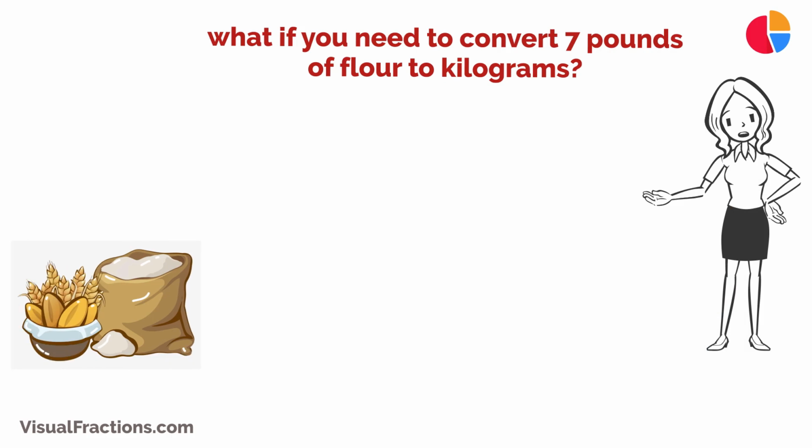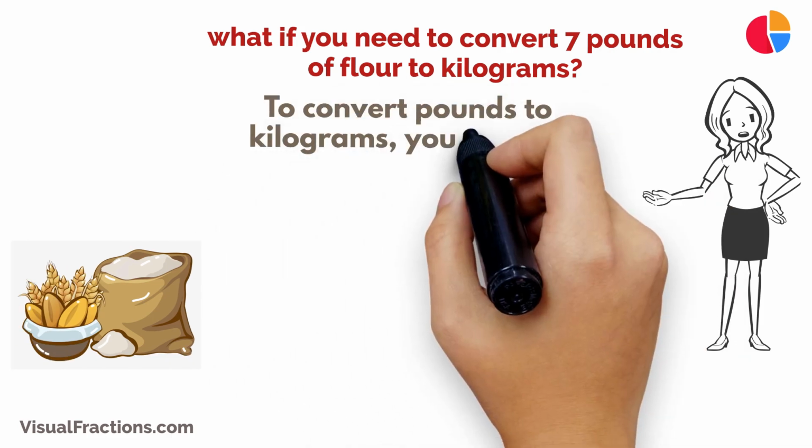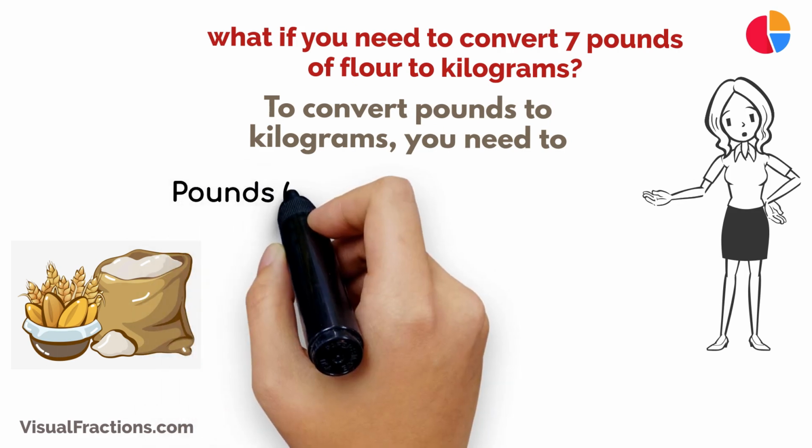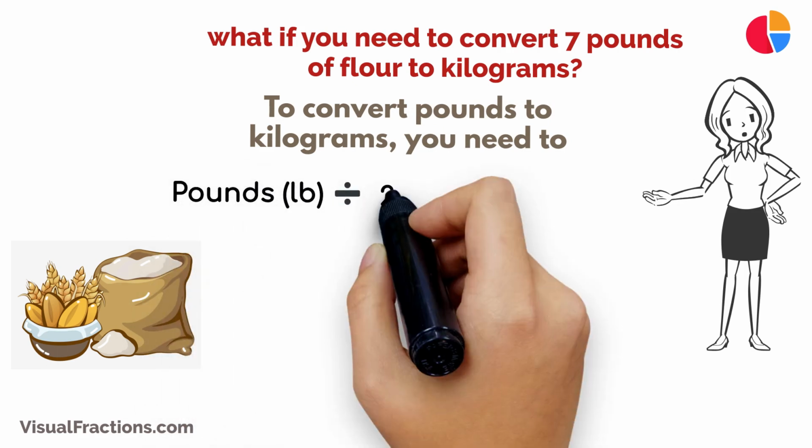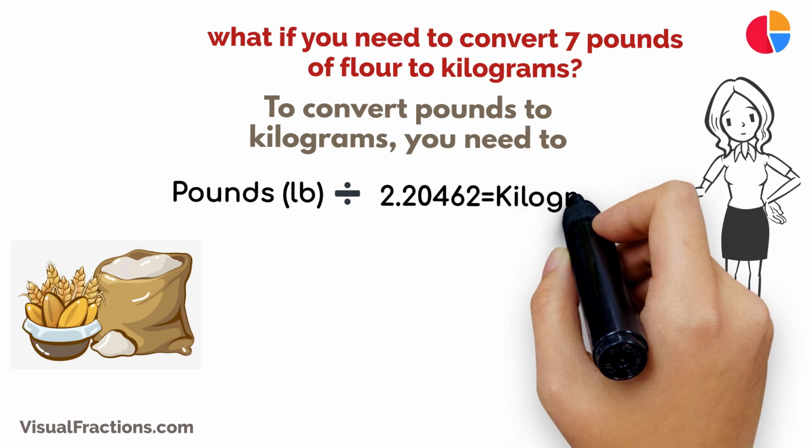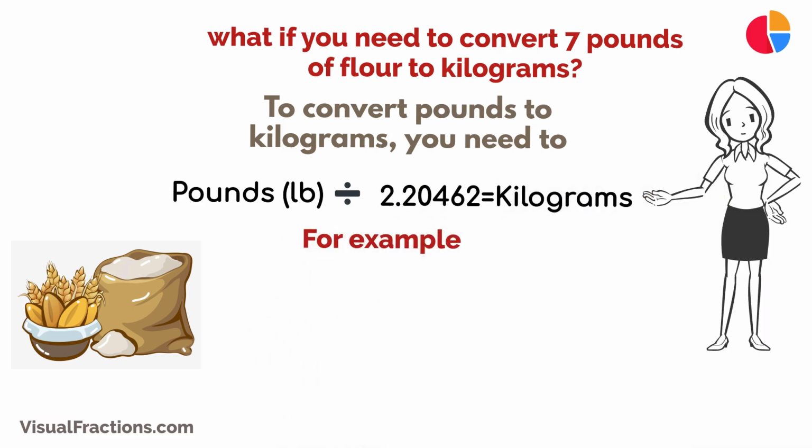But wait, what if you need to convert 7 pounds of flour to kilograms? Don't worry, we've got you covered. To convert pounds to kilograms, you need to divide the number of pounds by the conversion factor of 2.20462. Let's walk through an example of how to convert 7 pounds of flour to kilograms.